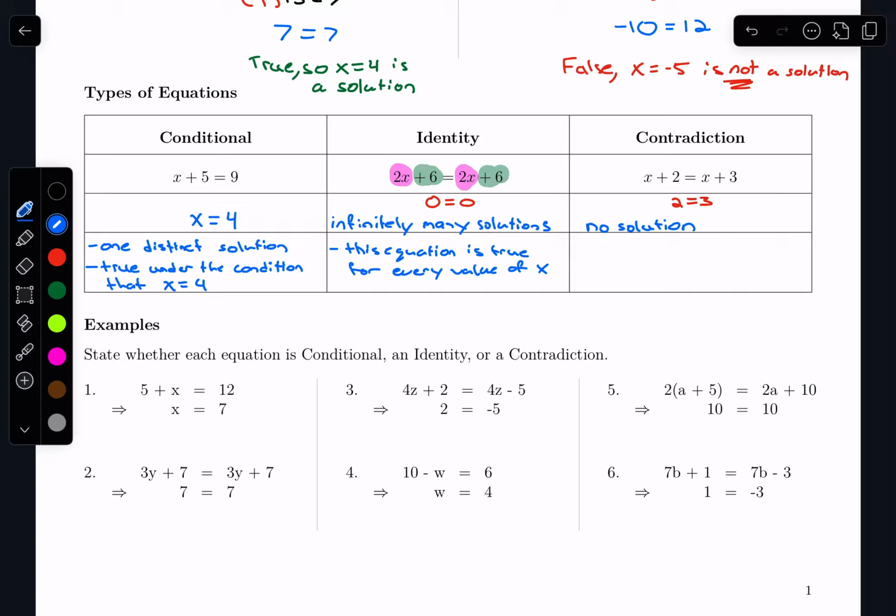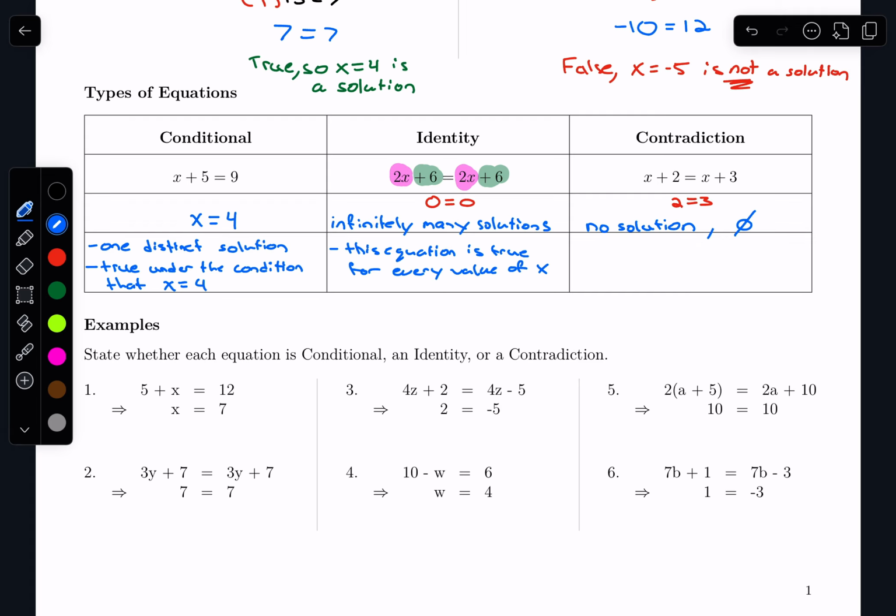Now, no solution is kind of wordy. I don't like writing all that out. So we have a nice convenient symbol for it. If you draw a 0 and put a slash through it, that just means no solution. Okay? Technically, it means the empty set, which means that the set of solutions is empty. There's no solutions in the set of solutions. So therefore, there just is no answer.